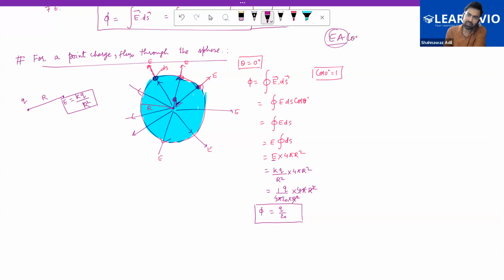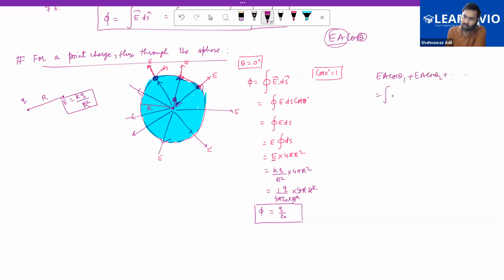Because every time this theta is changing. So we take a very small area element ds, and then we integrate through the whole area. So we just sum up all those ds, right? That is the thing that we are showing, and this is the flux. Flux is simply E dot A. So we sum up EA cos theta 1 plus EA cos theta 2 and sum all of them up.